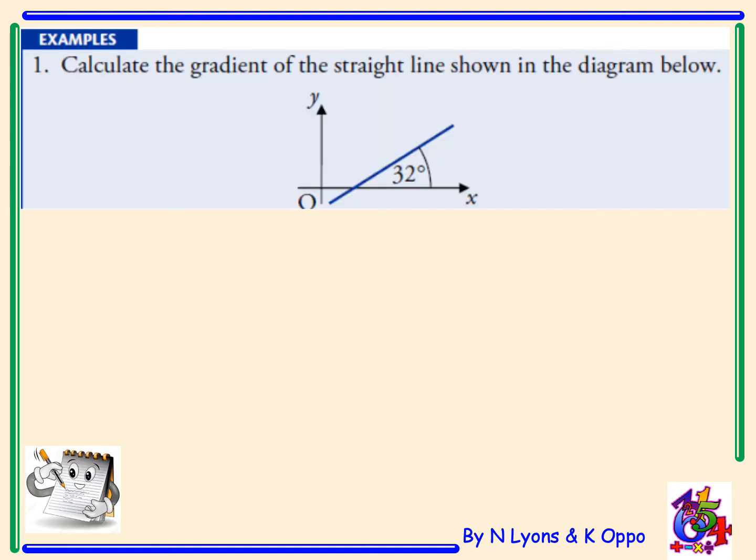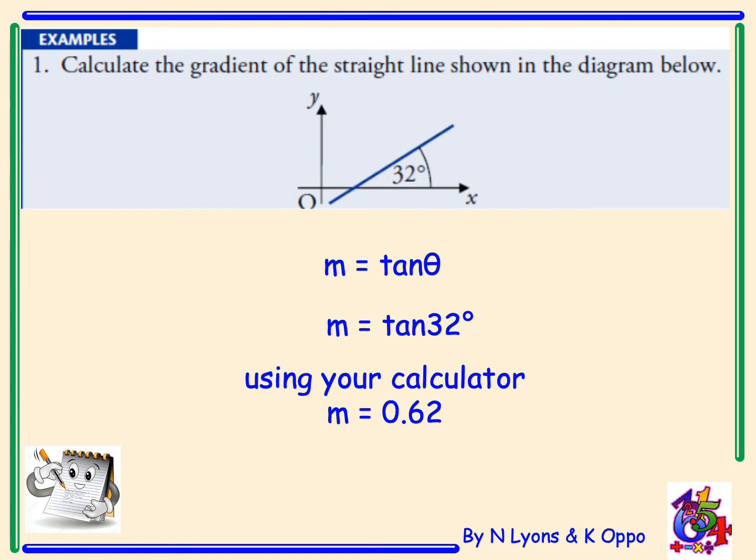Let's look at some examples. Example 1. Calculate the gradient of the straight line shown in the diagram below. From the diagram, we can see a straight line with a positive gradient, and it's making an angle of 32 degrees along the positive direction of the x-axis. So we've learned that the gradient m equals tan theta. So the gradient m equals tan of 32 degrees. Using our calculator, the gradient is equal to 0.62.